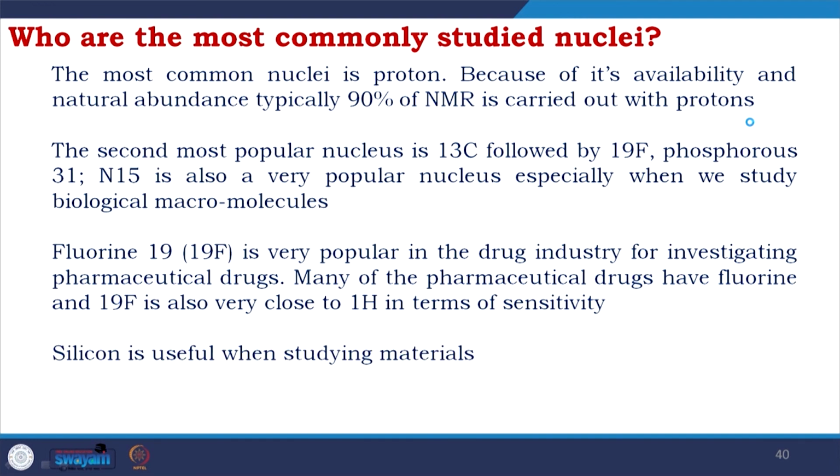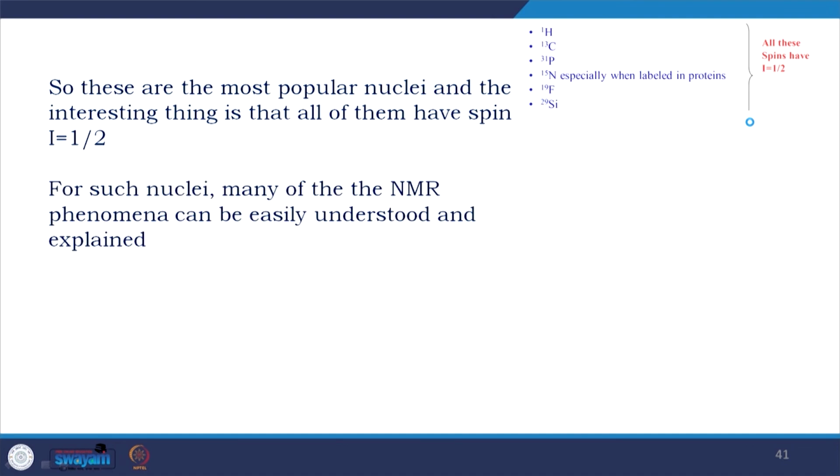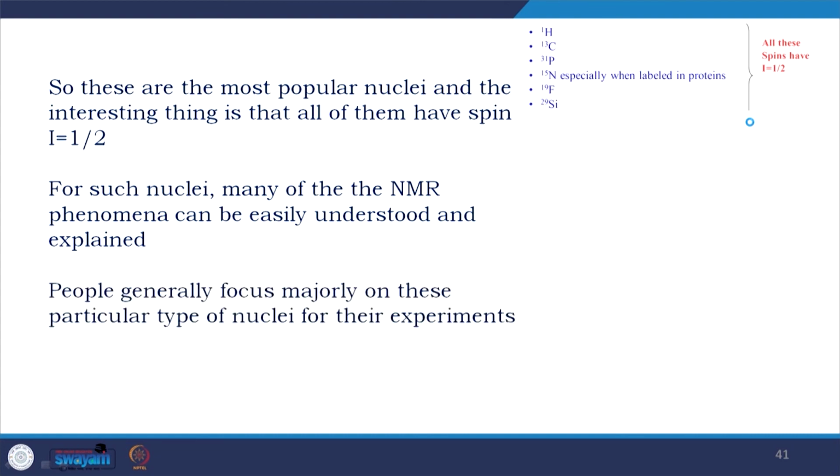Silicon is used for studying materials. So, if you see 1H, 13C, 31P, 15N, 19F and 29Si, they are specially used, and all of these have spin equal to half. For such nuclei, many of the NMR phenomena can be easily understood and explained. People generally focus majorly on this particular type of nuclei for their experiments.